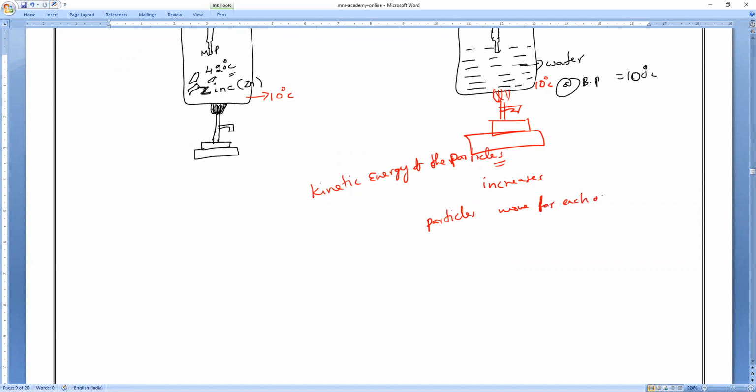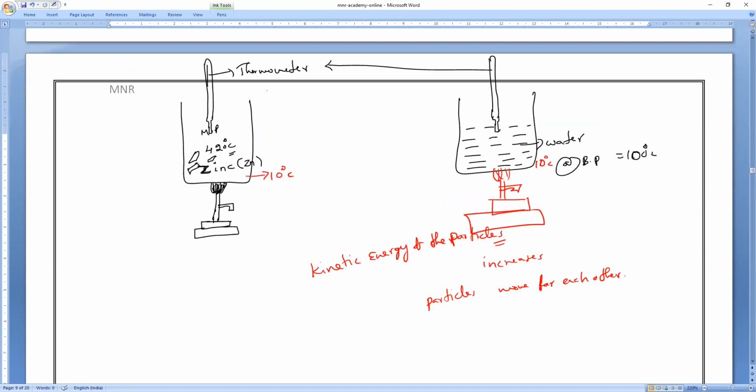Okay, guys. Now, observe very carefully. As the kinetic energy keeps on increasing, it means the temperature of the particles also keeps on increasing. So we can see the rise in temperature in the thermometer. Here also, I can notice the rise in temperature in the thermometer. The kinetic energy keeps on increasing.